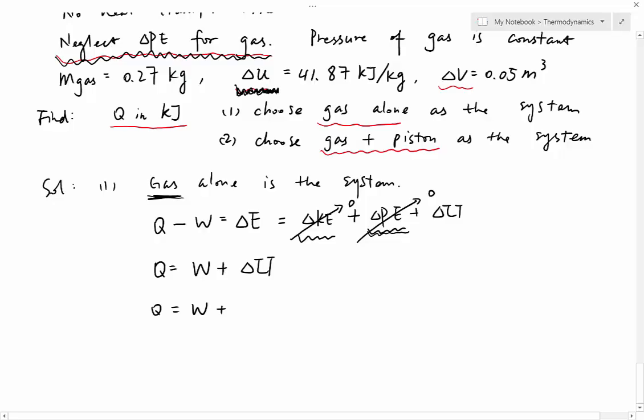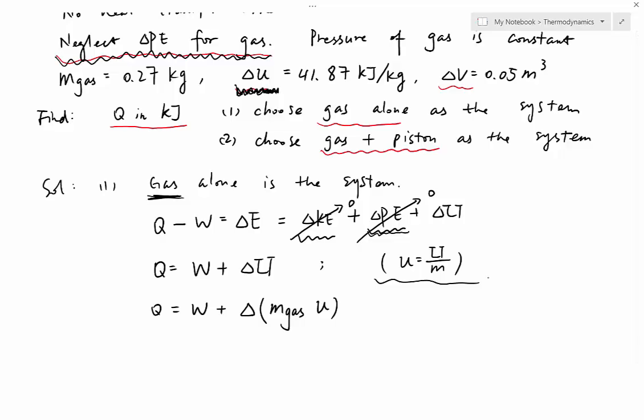How do I connect lowercase u with capital U? Let's recall lowercase u is equal to capital U over mass. So delta capital U is equal to delta of the mass of the gas, since gas is my system for now, and then multiplied by lowercase u coming from this equation. Rewrite capital U into mass multiplied by lowercase u, and the mass here is the mass of the gas.